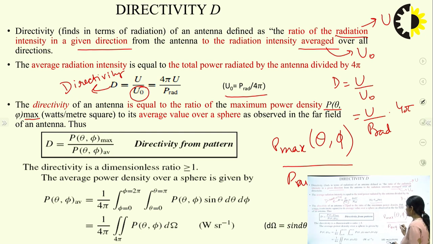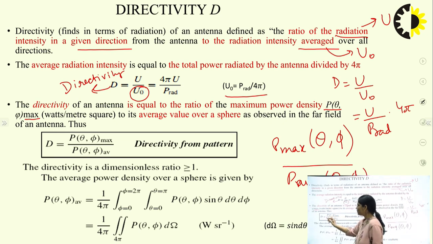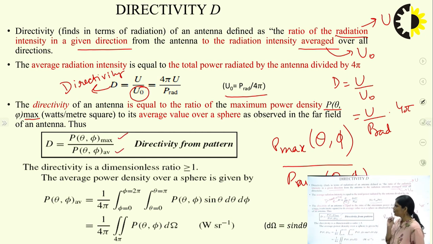And P average is also with coordinates theta and phi. So, directivity is equal to what? P theta comma phi means P max upon P average, that is known as directivity if you want to represent it in form of power. Now, directivity is a dimensionless ratio that is greater than or equal to 1.